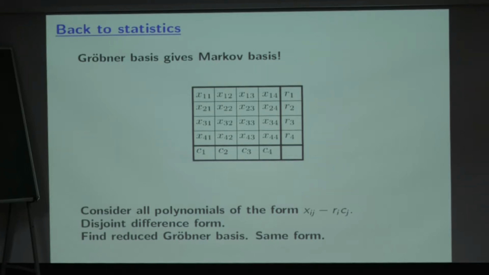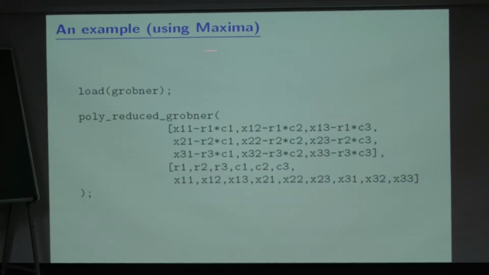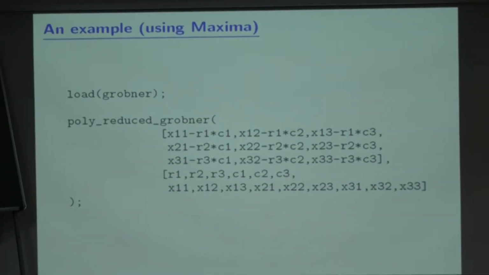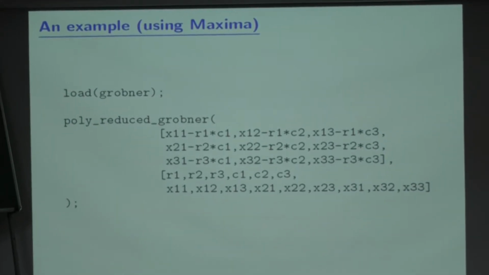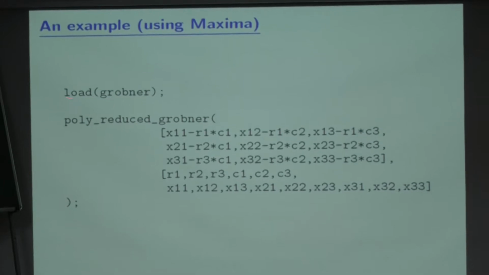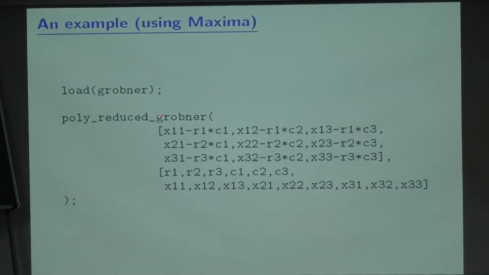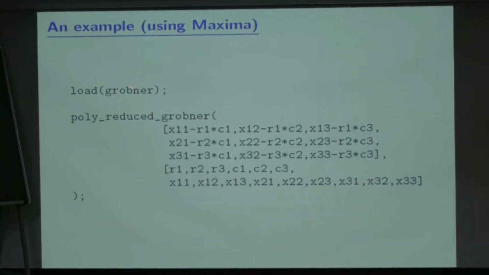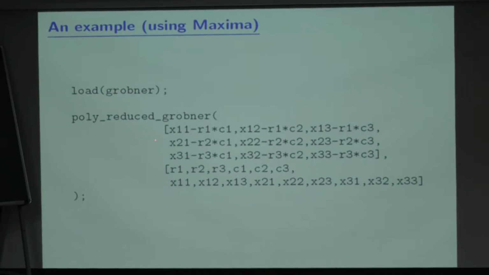So let's see an example. I am showing this using the software called Maxima, which is free software you can download. And then you write load Grobner. It's already there, one of the add-ons. You do not have to download it separately. And you write down all the things. So x11 minus r1 c1, x12 minus r1 c2, etc., etc. All the 16 things. I just wrote a little program to create this list for me. And the command is poly reduced Grobner.